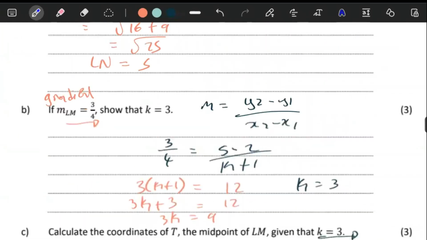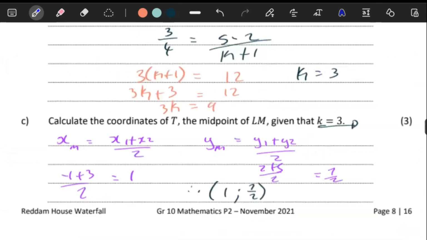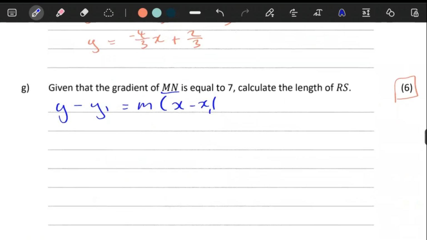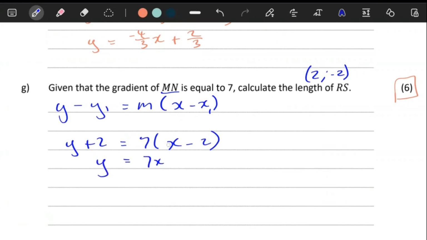So x1 and y1 can be any of the two coordinates. Let's pick 2 and negative 2. Wait, yeah, 2 and negative 2. Just close this bracket here. y minus negative 2, and then our gradient is 7. So x minus 2 there, y negative, and a negative gives a plus. So you have 7x here. 7 times the negative 2 is negative 14, and then the negative 2 over there. So this is 7x minus 16. There we go. This is the equation of the other graph.